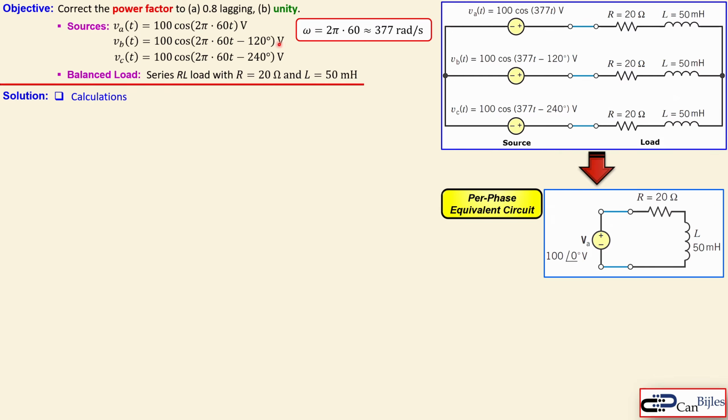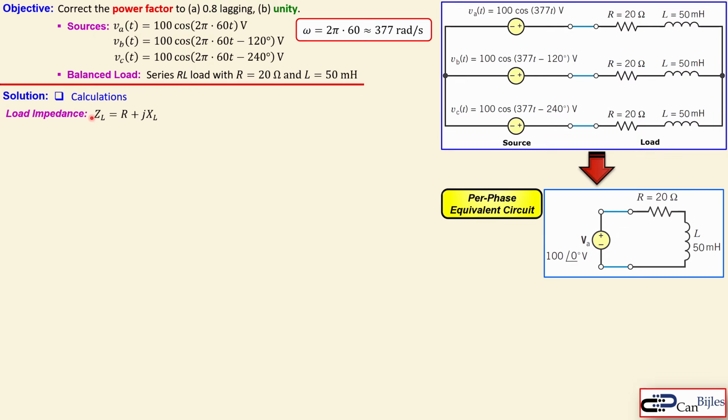And we also convert our time domain representation to the frequency domain representation using phasors. So we see here the 100 and the phase of 0 degrees. Again, our resistor and inductor values are shown here. So we can say first our load impedance, just this part, is the series combination of the resistor and the reactance of our inductor.